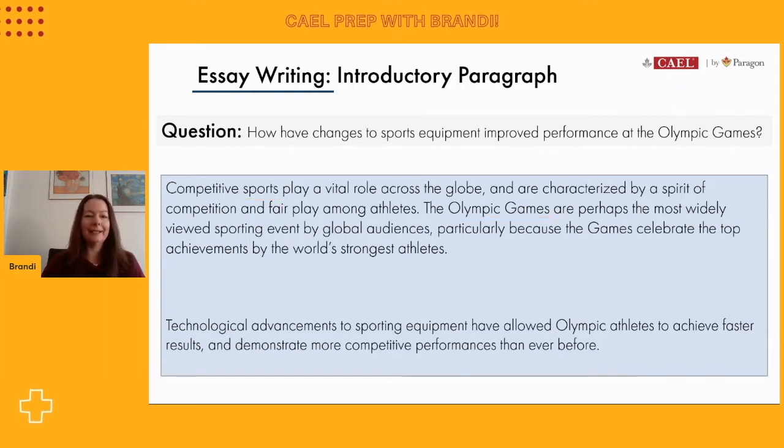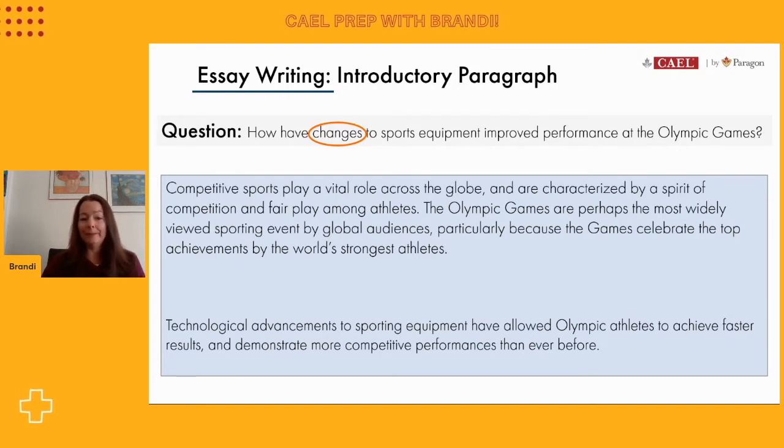So I suppose the next thing we really need to do is get right down to the meat of the question, which is asking us to consider how these changes have improved the sports. We've already got our thesis statement at the bottom. So it's a matter of adding in a sentence to get from that top introduction to the thesis at the bottom. So let's say something about how equipment and the games have evolved. We are talking about the Olympics after all.